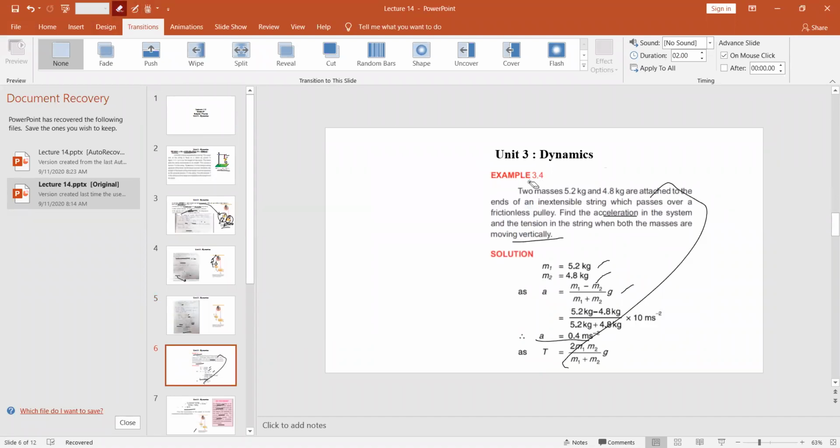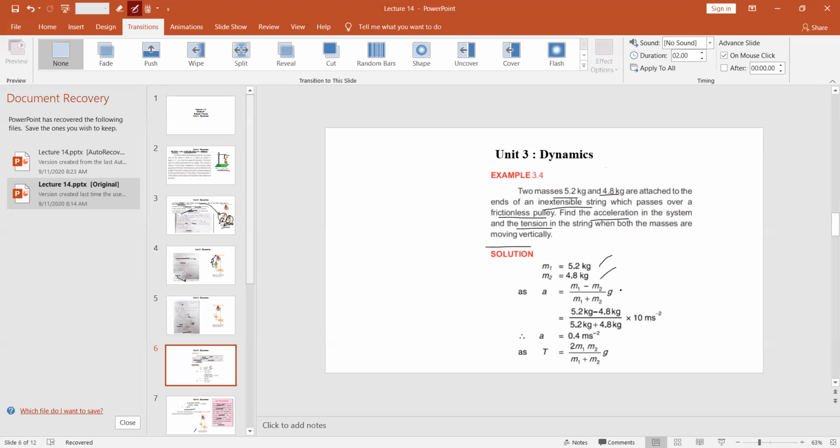This is example number 3.4, and it is related to the previous topic that we have just learned, right? So this is example number 2. Two masses 5.2 kg and 4.8 kg are attached to the ends of an inextensible string which passes over a frictionless pulley. Find the acceleration in the system and tension in the string when both the masses are moving vertically. So M1 is given to you, M2 is given to you.